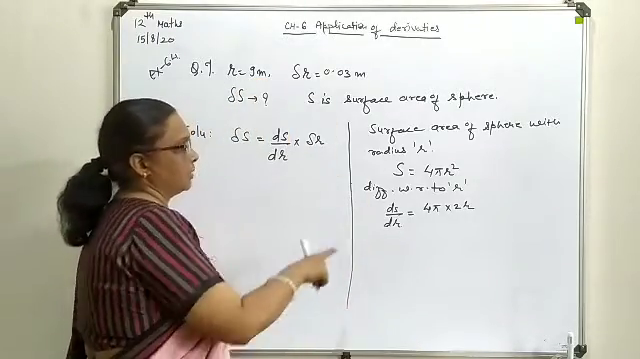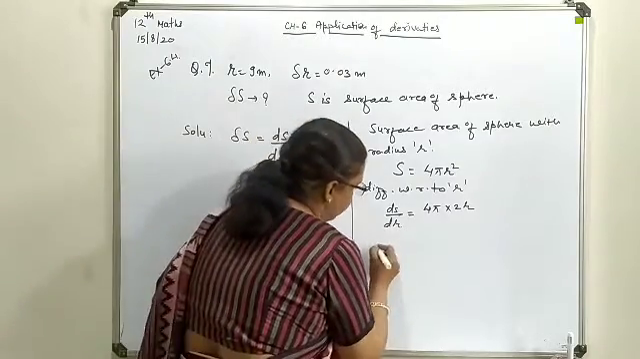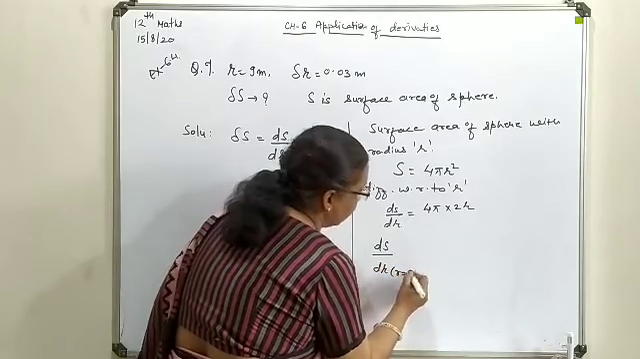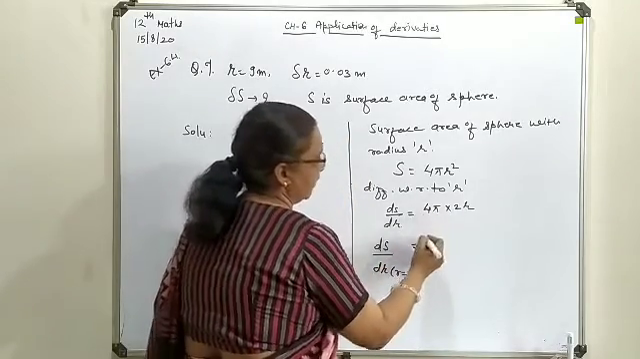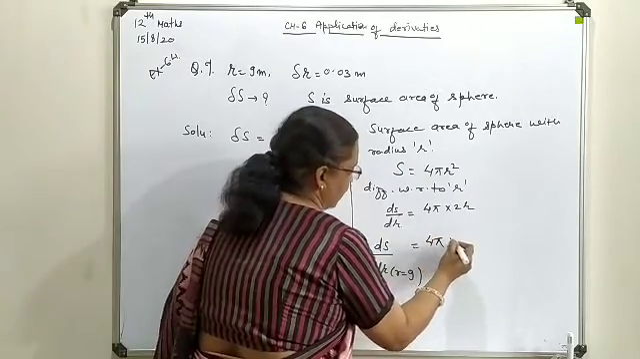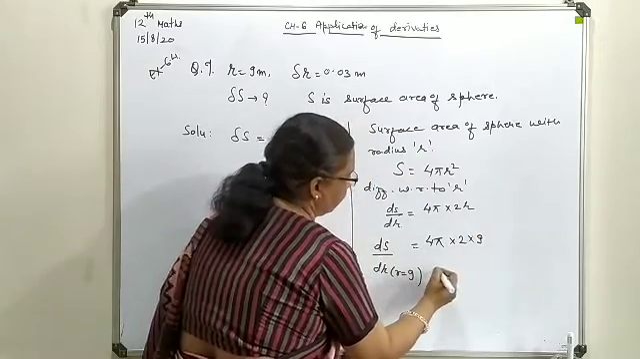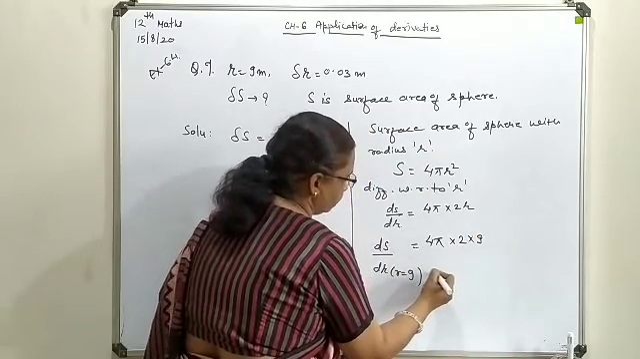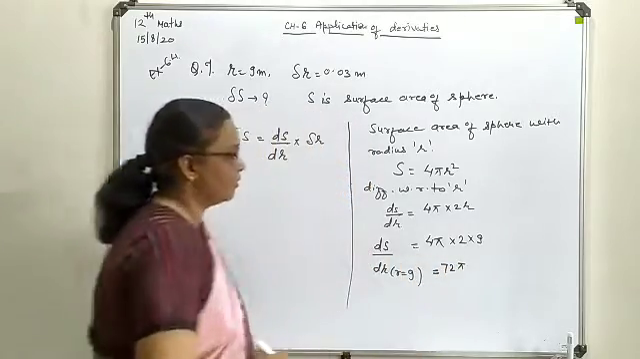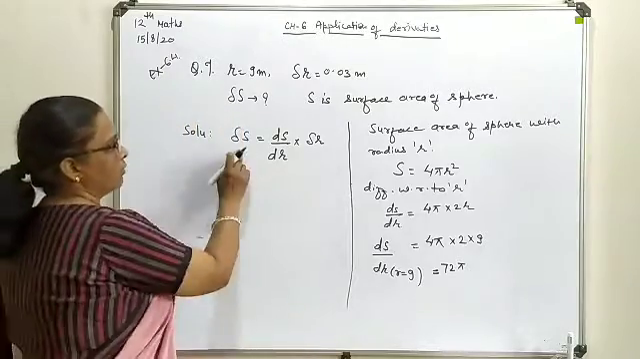Here you can substitute the value of 9. So when the radius is 9, this is to be evaluated. It will give you 4 pi into 2 into 9. So finally this will give you 72 pi.